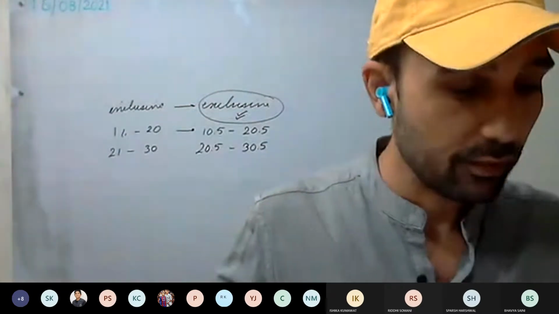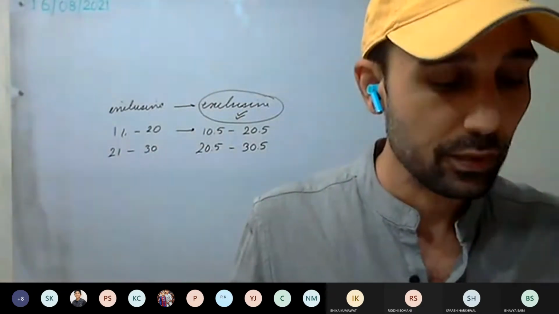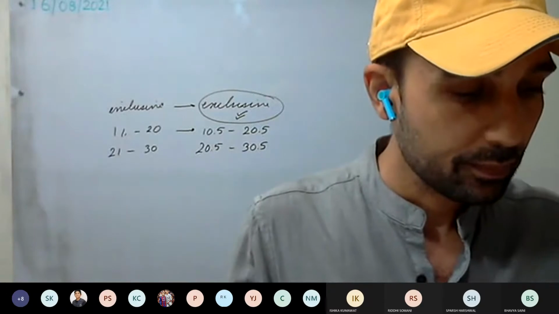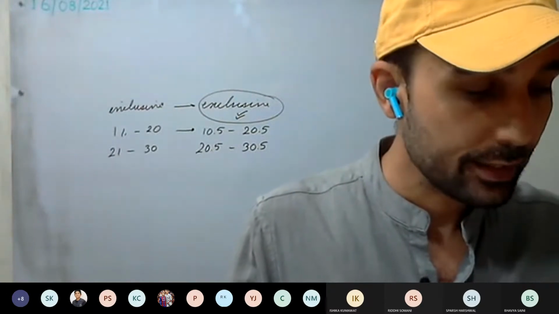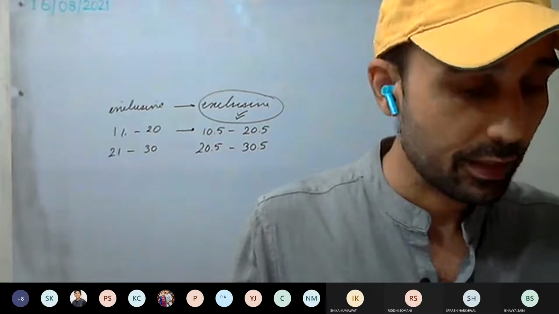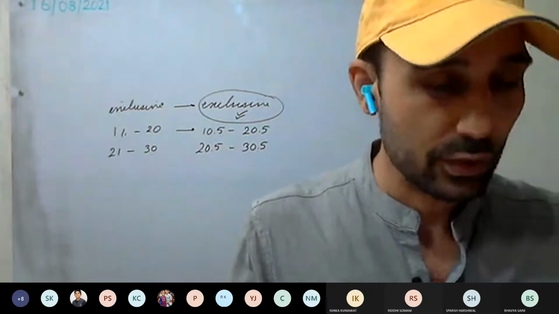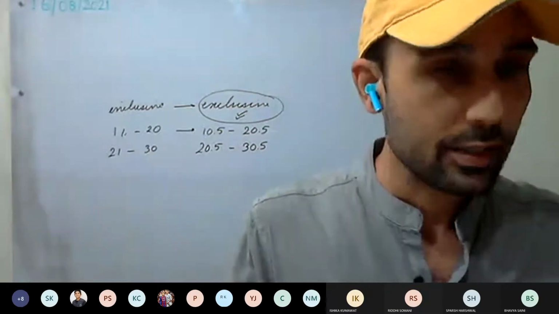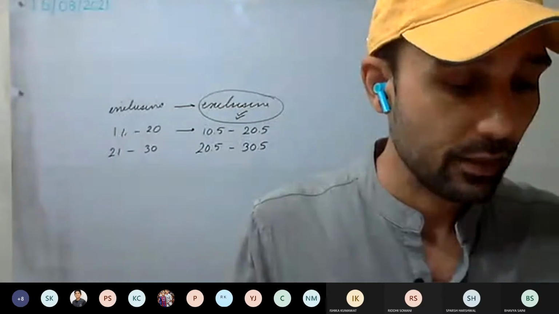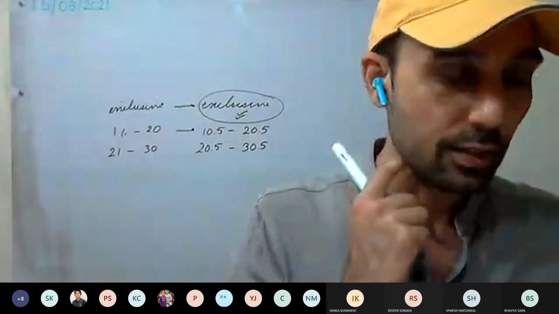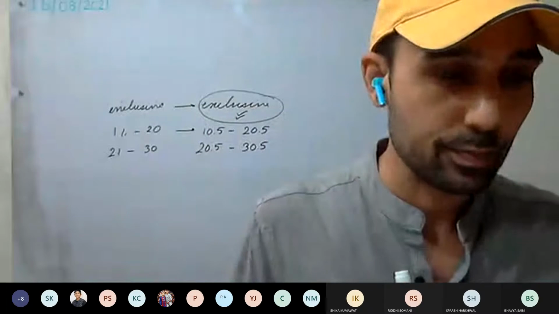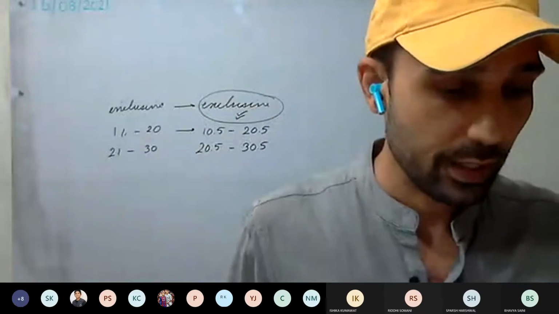Okay, so open page number 229 once. Histogram, you can see the steps are given. Convert the data into exclusive form. That's important, always remember that. If it is not given in exclusive form, you have to convert the data into exclusive form. Always remember that one.